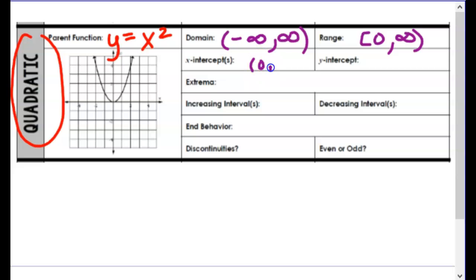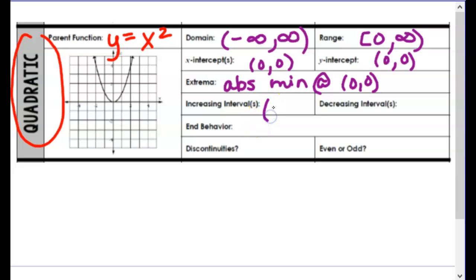X and y intercepts would be at 0, 0. And it has, in its current form, an absolute min at 0, 0. Just like the absolute value graph, it is increasing on the right, okay, and decreasing on the left. And both ends are going up.